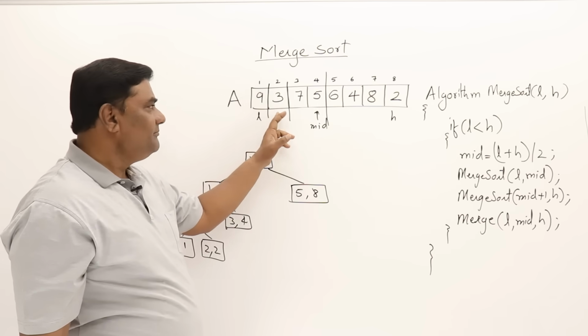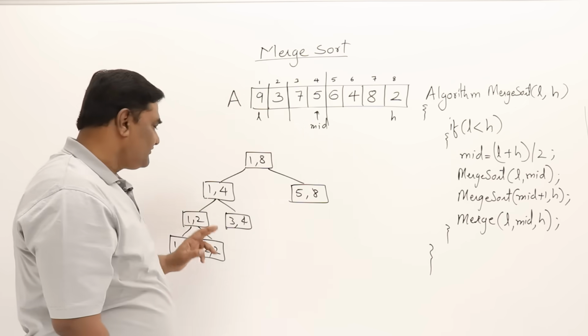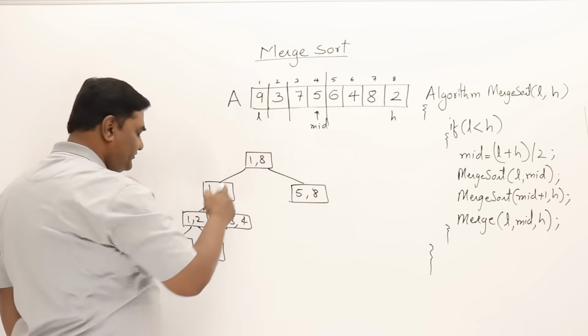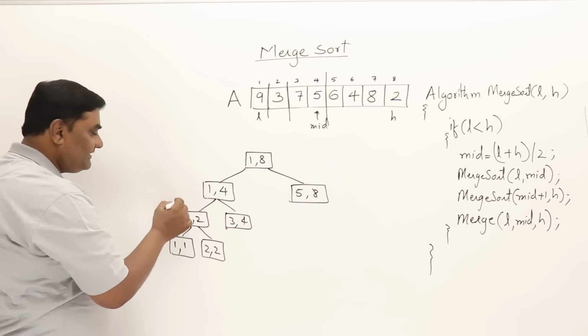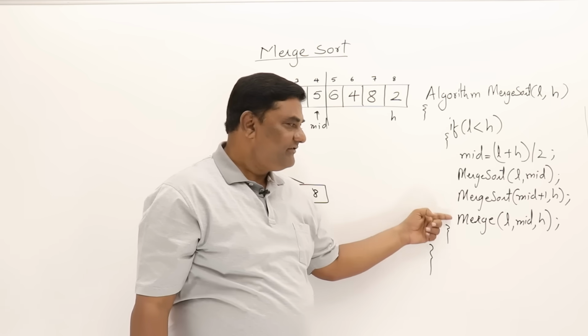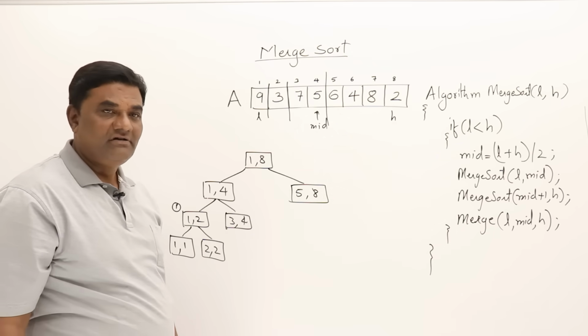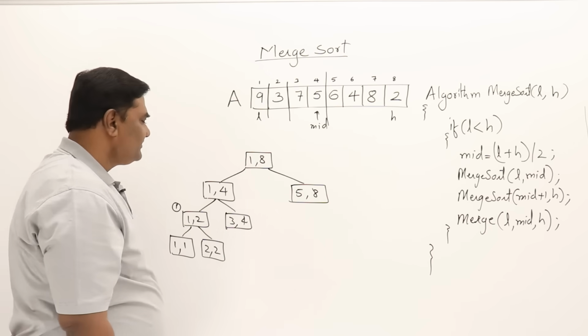Now these two can be merged together. 3 and 9 are merged together. So the first merging is done for these two elements and their result is obtained here. So this is the first merge done. It will merge these two elements. So 3 and 9 are merged.